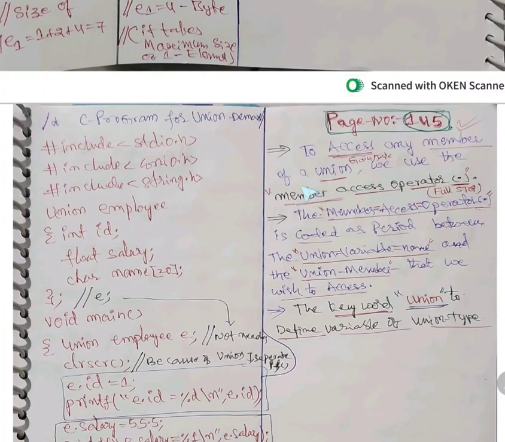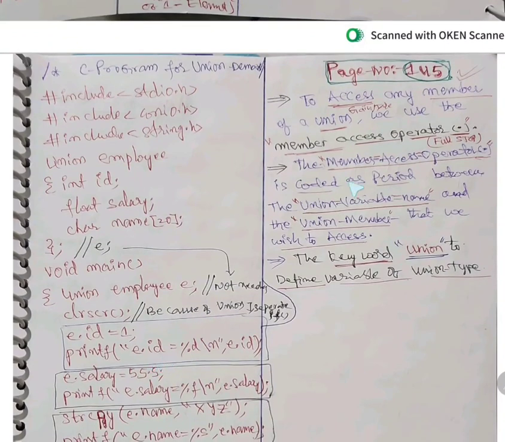To access any member of the union we can use the member access operator dot. See, this dot is there, e dot id. The member access operator dot is coded as a period between the union variable name and the union member that we wish to access. The keyword union is used to define a variable of union type. See here, union is the keyword, right? So this is for union.